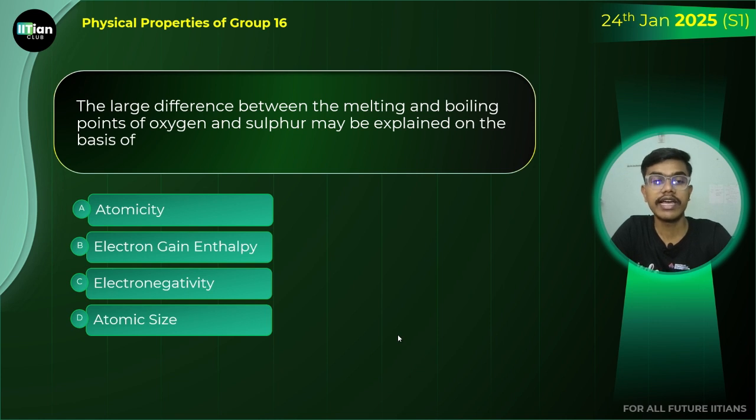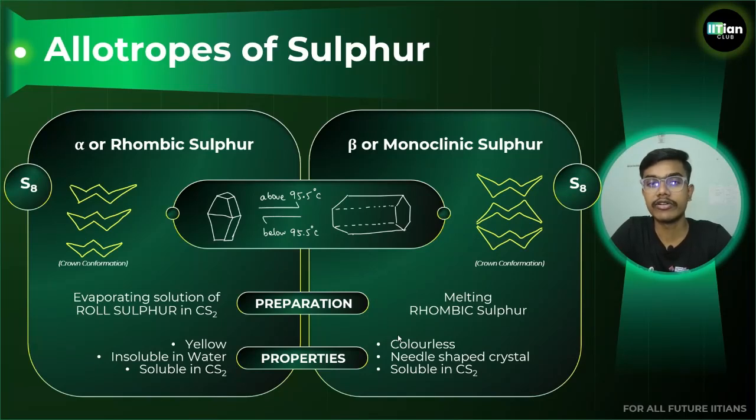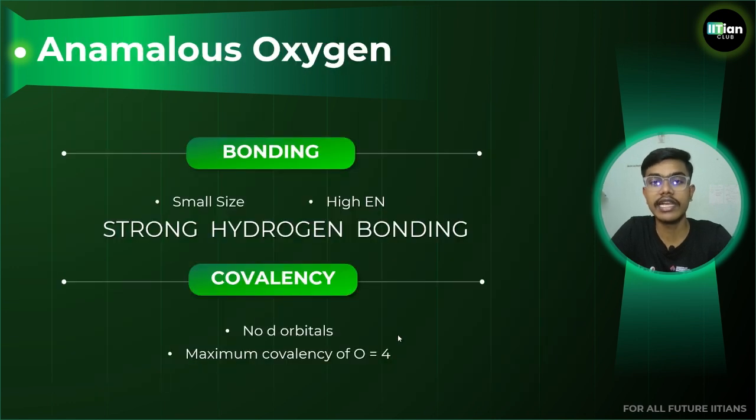Just now we saw that it was explained on the basis of atomicity. Hence option A is the right option. Sulfur forms numerous allotropes like rhombic and monoclinic sulfur. You can check out the properties of it over here. Due to its small size and high electronegativity, oxygen exhibits strong hydrogen bonding and it has no d orbital. Hence, the maximum covalency is 4. These are some anomalous behavior of oxygen.